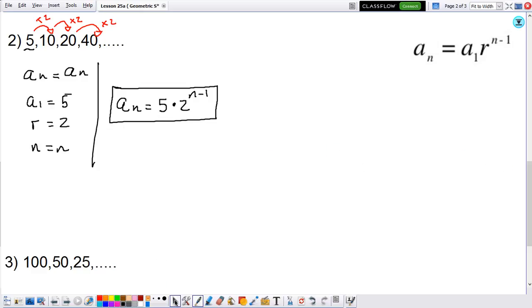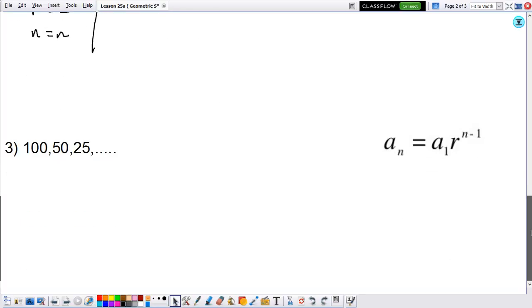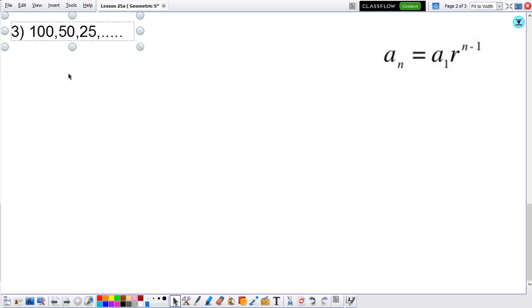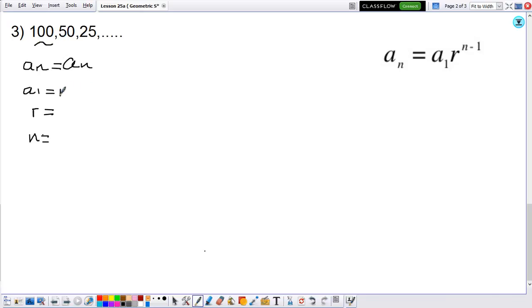So now let's look at the last example here again. Here, third example, all we need to know is just those 4 items, which were an, a1, r, and n. So let's see, an always stays as an. A1 is the first term, which here we can see that it's 100. R is the common ratio.